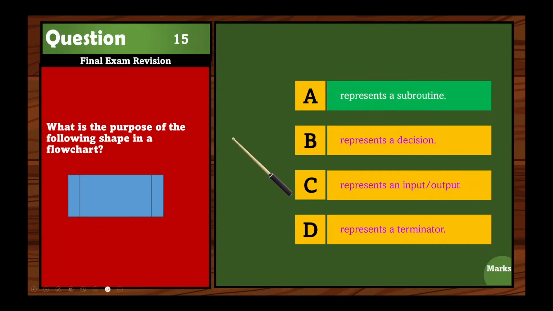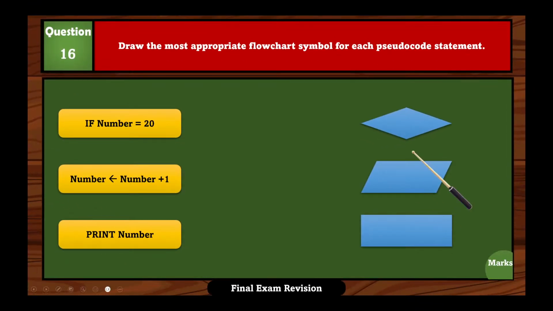Okay. Question 16. Draw the most appropriate flowchart symbol for each pseudocode statement. So you have a pseudocode and you have to draw the most appropriate symbol for each pseudocode. First one is if number equal to 20. Okay, so what is this? It's an if statement, right? For the if, we just use this symbol. Okay, so this is the decision making symbol.